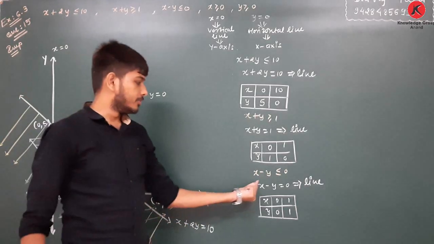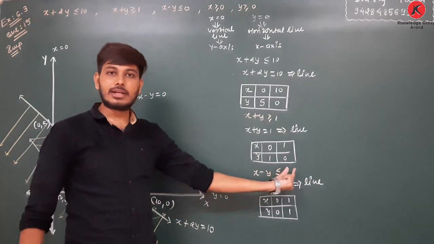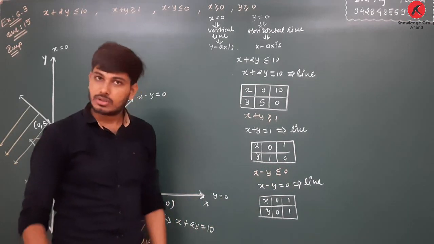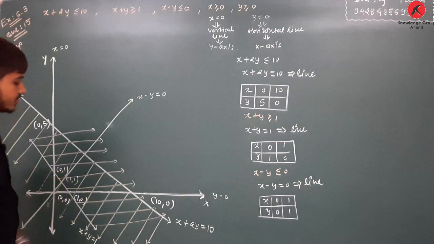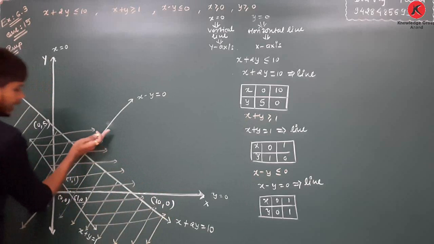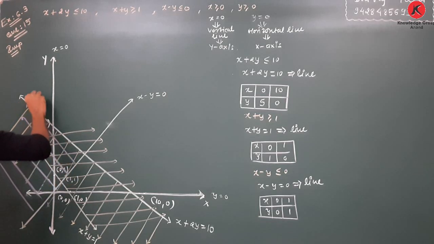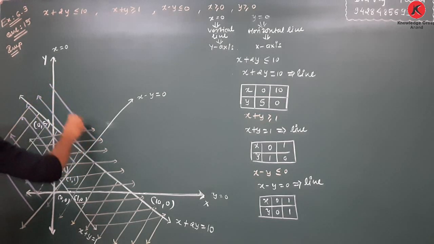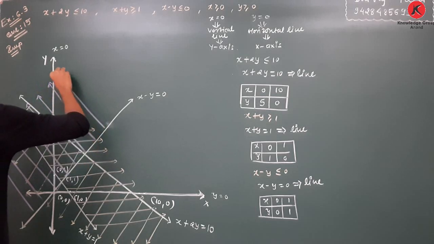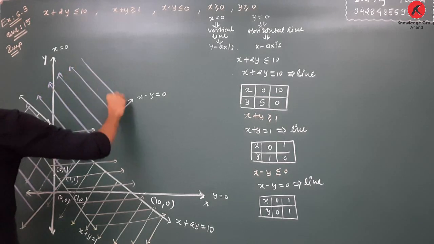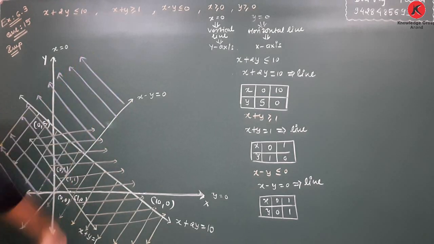Let's take 10 minus 0, means 10 less than or equals to 0. Is it true? No, it is not true. Therefore, the region in which tan 0 lies, the opposite region will be your feasible solution. So this is the feasible region for this linear inequality in two variables. Okay, this is the feasible region.